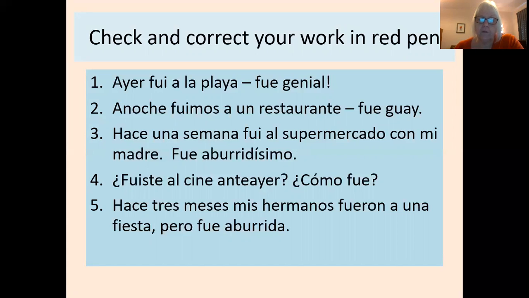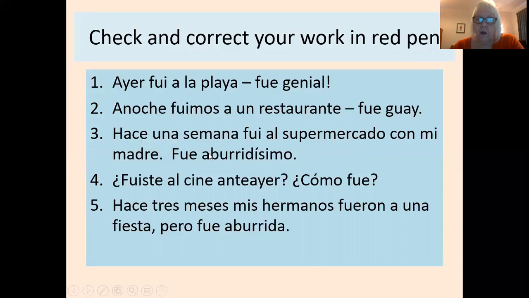Okay, so the first one was, yesterday I went to the beach, it was great. That should be, ayer fui a la playa, fue genial. There should be an upside down exclamation mark there, shouldn't there? I've missed it out. I will do it later. Número 2. Last night we went to a restaurant. It was cool. Anoche fuimos a un restaurante. Fue guay.